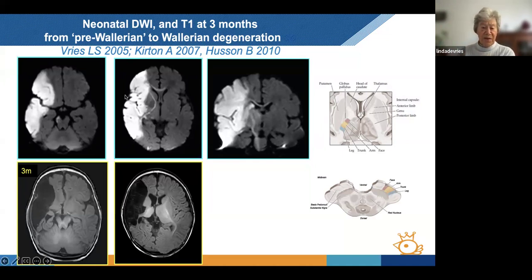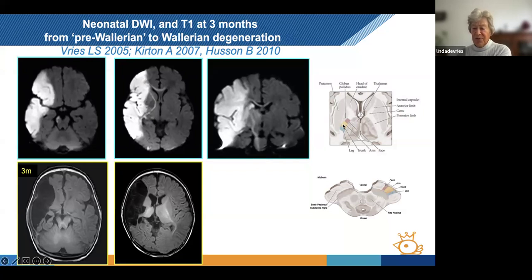We are looking here at the diffusion, and we can see the pre-Wallerian degeneration in the corticospinal tracts and in the cerebral peduncle. And we know that if we see this, that is bad news for motor outcome, because it's very, very likely the child is going to develop hemiparesis. And in a coronal view, you can see the corticospinal tracts extending here towards the pons and the brainstem.